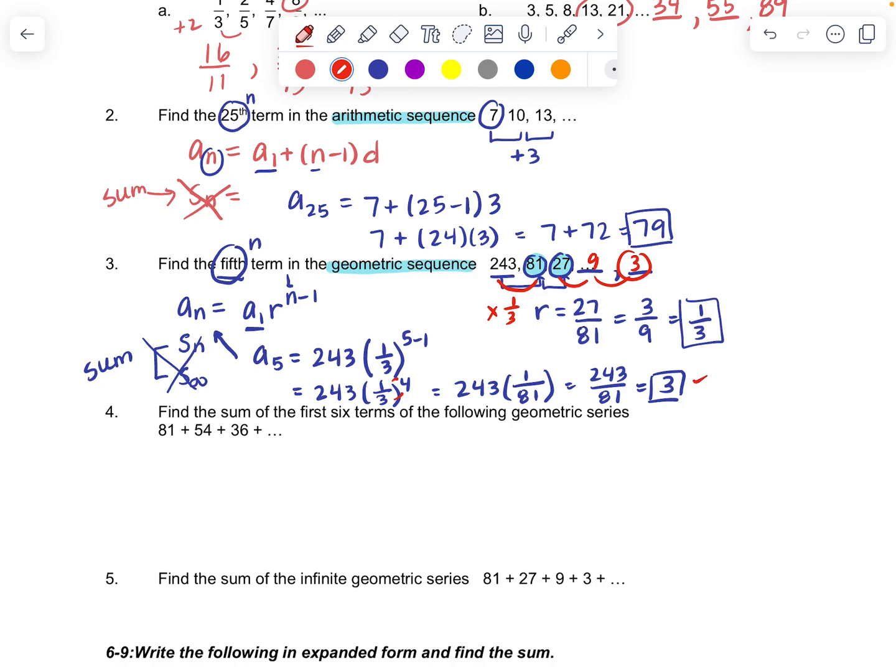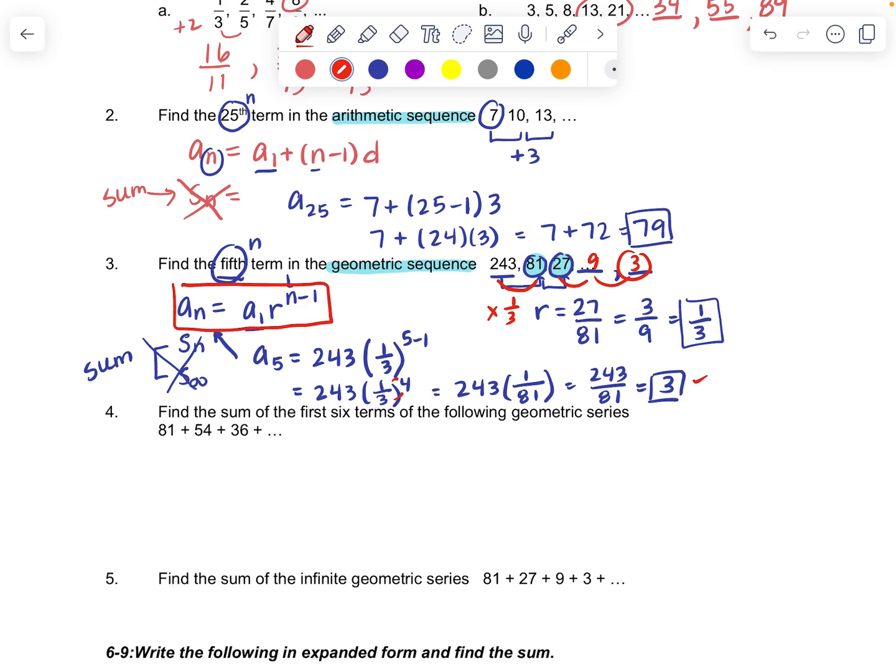Okay, and again, if it's that short, if it's asking for the fifth term or the sixth term or even the seventh term, go ahead and do that. Just use logic. But if it's anything bigger than that, like a 12th or a 15th term or even a 50th term, you need to know how to use this little formula here.